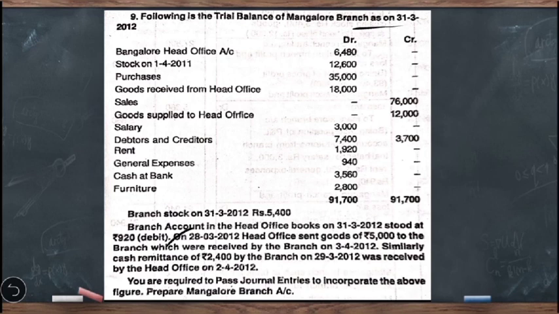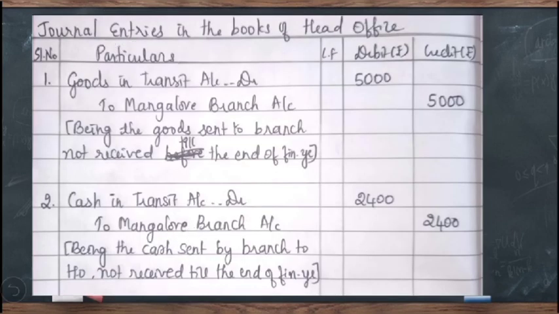Here on the top they have given when the accounting year closes. Okay, it is on 31st March 2012, but this goods reached the branch on 3rd April 2012, nothing but the goods did not reach the branch till the end of the financial year. That is why it should be taken as goods in transit. So the entry will be goods in transit account debit to Mangalore branch account amounting to 5,000. Okay, the narration is being the goods sent to branch not received till the end of the financial year.